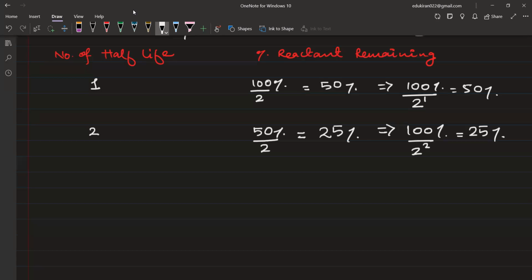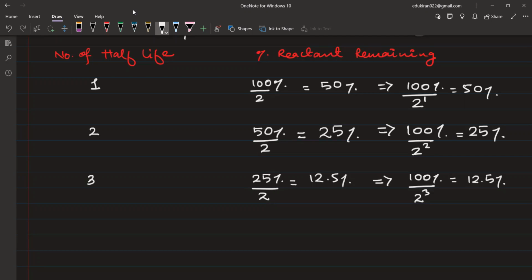Is this clear? Yes or no? Now for the third case, we have 25% reactant remaining, divided by again 2. This will be equal to 12.5%. I can write the same thing as 100% divided by 2 to the power of 3, which is equal to 12.5%.